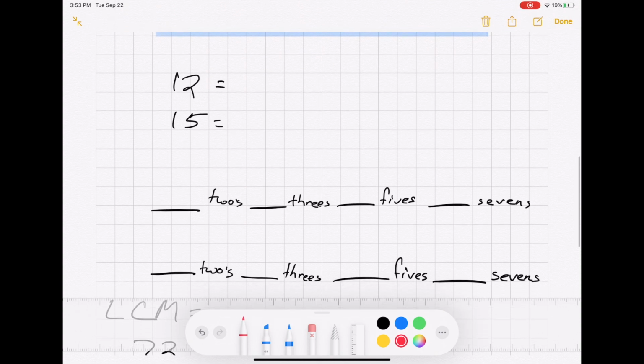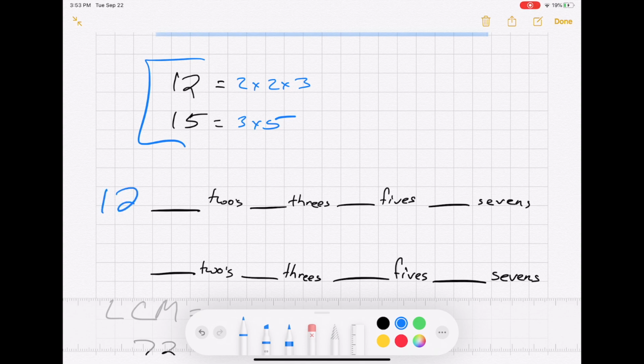So what I'm going to get you to do now is do the prime factorization for 12 and 15. Just pause the video real quick. And so the prime factorization here would be 2 times 2 times 3, and this would be 3 times 5. Okay, now this is going to help me find my lowest common multiple between these two numbers.